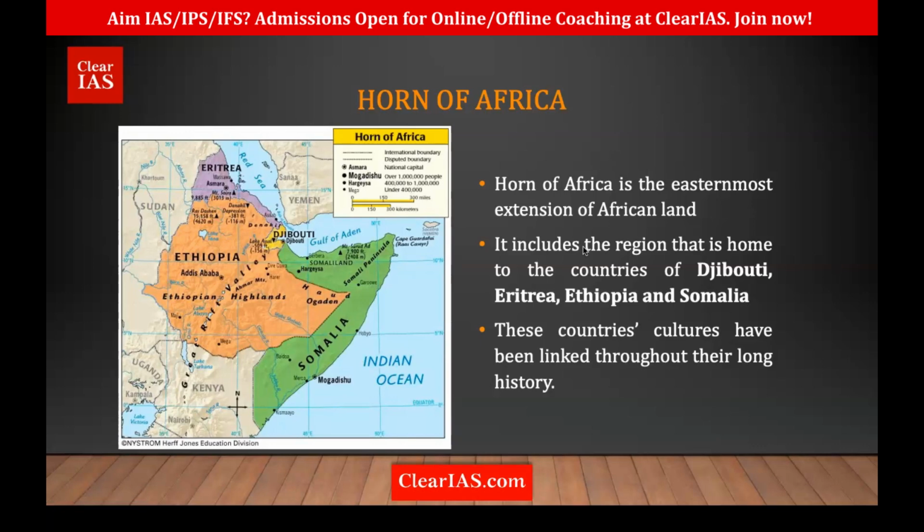So let's continue. So that is the Horn of Africa. When you're talking about the Horn of Africa, which countries must you remember? Yes, it is Eritrea, Ethiopia, Somalia, and Djibouti. Okay, clear?